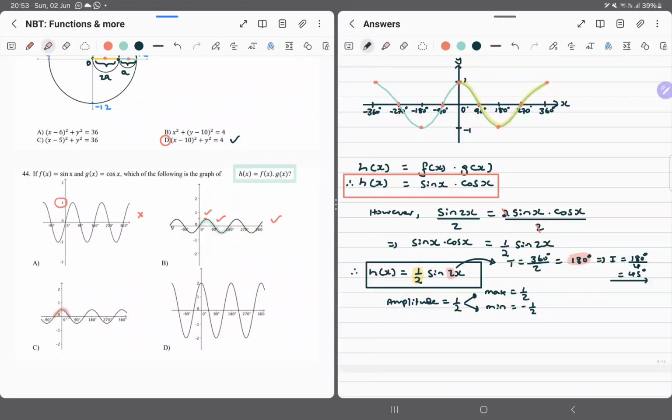Remember the starting point is 0, so at the starting point 0 the graph must be at 0 for the sine graph. So this one starts at a maximum already. So this is the cosine graph. As you can see, the starting point was already 1. Okay, so that one is wrong. This one is wrong. So the best answer here is B.